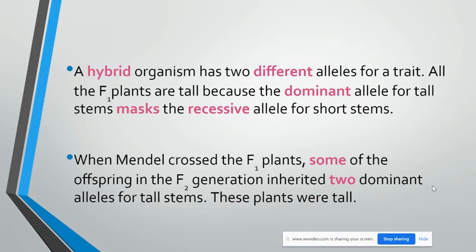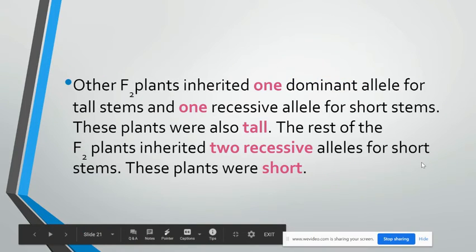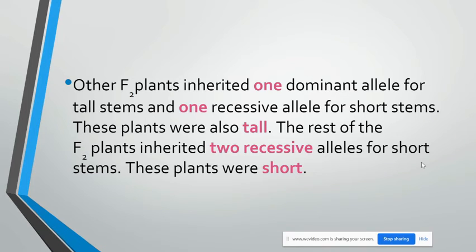So some of that second generation inherited two dominant alleles. So those plants were tall. Other offspring of that F2 inherited one dominant and one recessive allele, but those plants were still tall because of that dominant allele. And then the rest of the generation inherited two recessive alleles, which is where that short plant factor comes back into play.